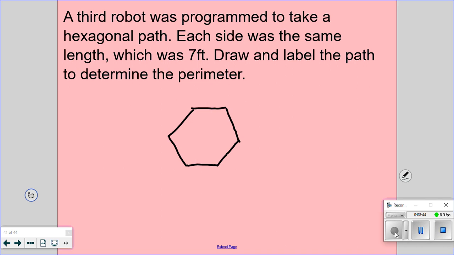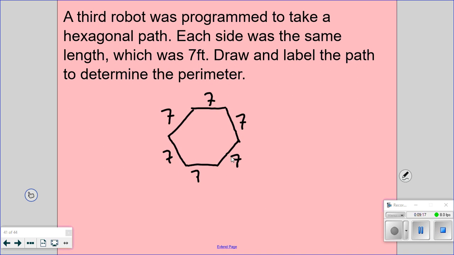John, what do you label? I label the hexagon with 6 sides, and then 7 on each. 7 feet for each side. Very good. John labeled every single side with a 7. That is smart because he knows I gotta count every single side. I might as well label every single side.